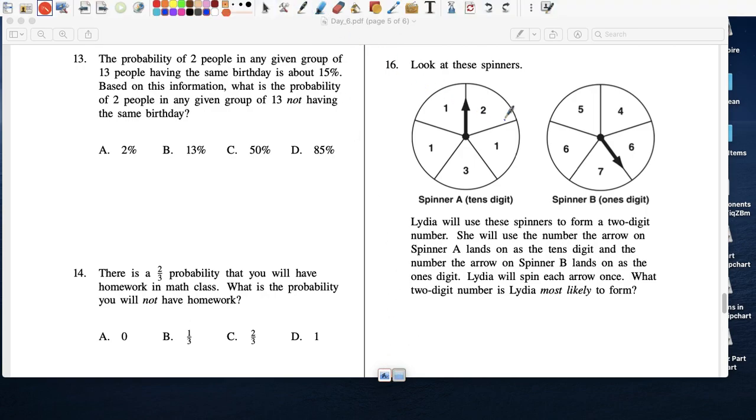Now, most likely, folks. So she spins this spinner over here. Most likely, she'll get a 1. She spins this spinner over here. Most likely, she'll get a 6. So this has the bigger chance.